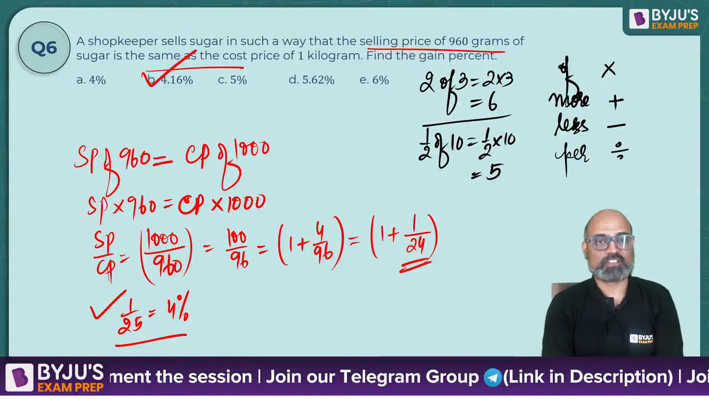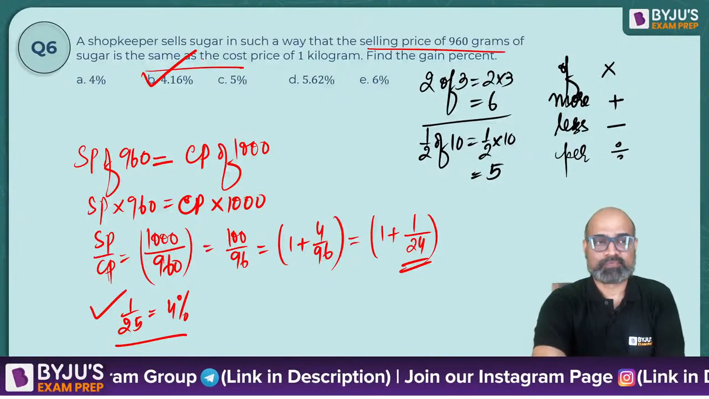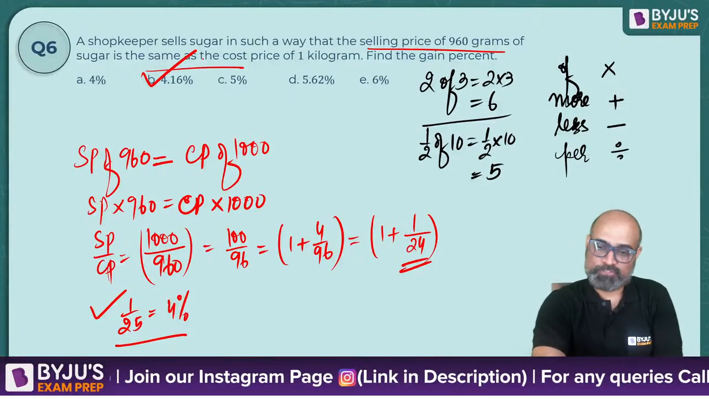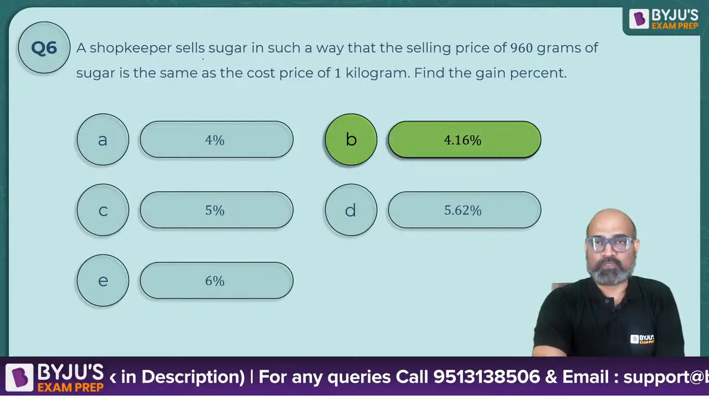Okay, good. B is the answer. It will be a little more than 4%. Good. So everyone who answered B, very good. Nice. So 4.16.